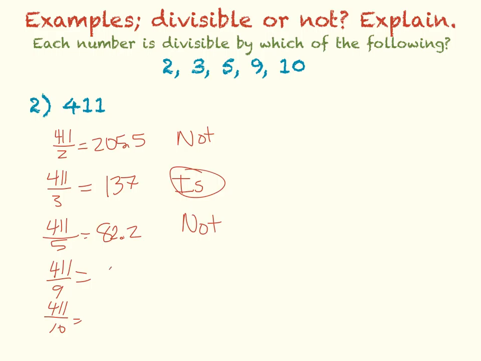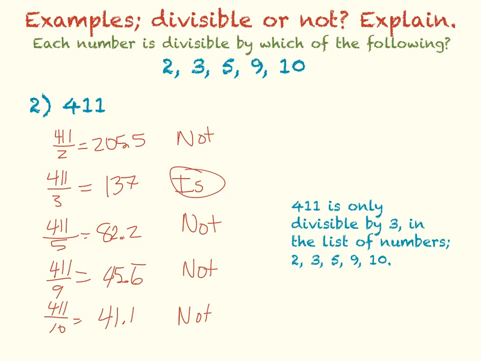411 divided by 9 is 45.6 repeating, so it's not divisible by 9. And 411 divided by 10 is 41.1, so it's not divisible by 10. So what all of this means when we put it together, 411 is only divisible by 3 in the list of numbers 2, 3, 5, 9, and 10.